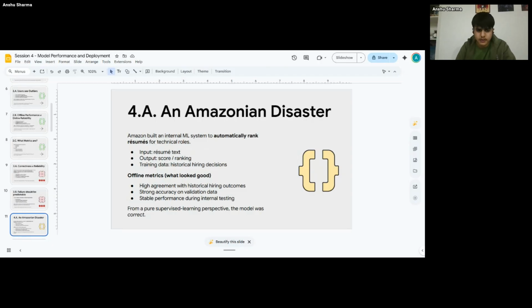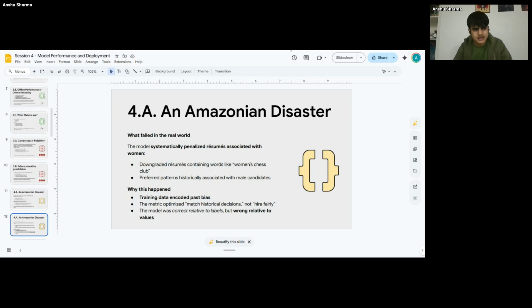Because even though the agreement with historical outcomes was pretty good, the accuracy was pretty strong, and the performance was stable, they ran into an issue that the system would not consider female candidates for its positions. And why was that the case? That was the case because historically, in the data set that Amazon took, these technical positions have been dominated by men.